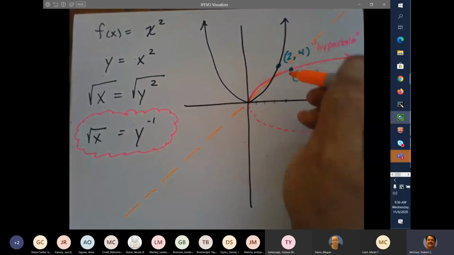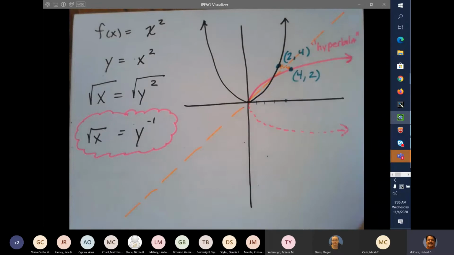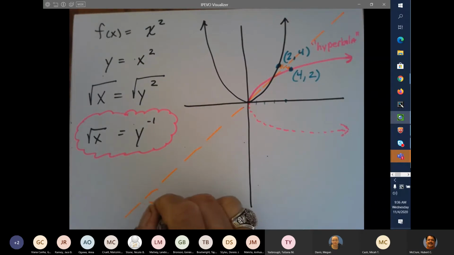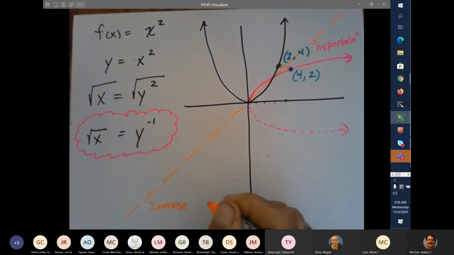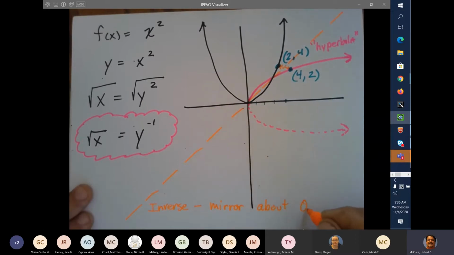So these two are mirror images of what? Each other. That's what an inverse gives you. Inverse gives you the mirror image about the oblique asymptote, which is that 45-degree angle. Capiche?